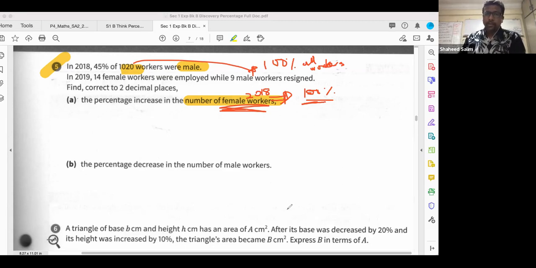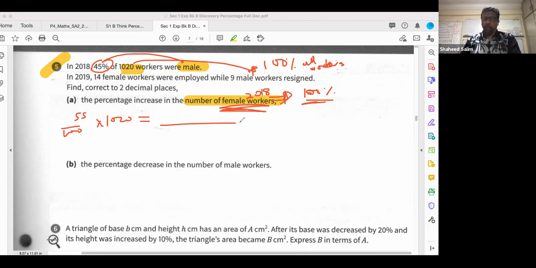5.4, you got to check. You have to check how many female workers were there in 2018. You got to find out. If 45% is male, 55% must be female. So you find out now. How much female? You take this one. This is the number of female workers.